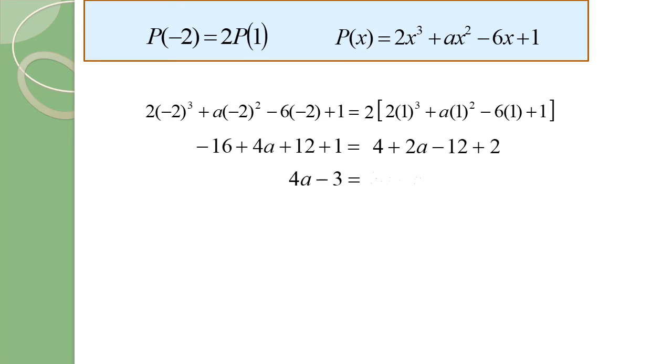minus 8, minus 6, sorry. Okay, so bring the a together. We have 2a equal to negative 3. So a equal to negative 3 over 2. So you cannot use long division. You have to use the remainder theorem.